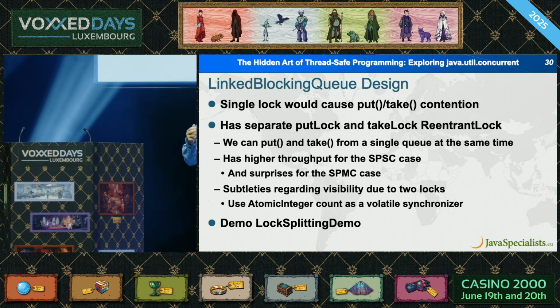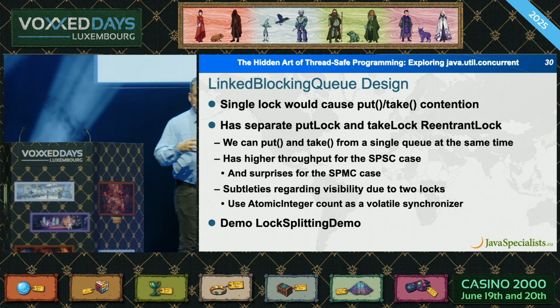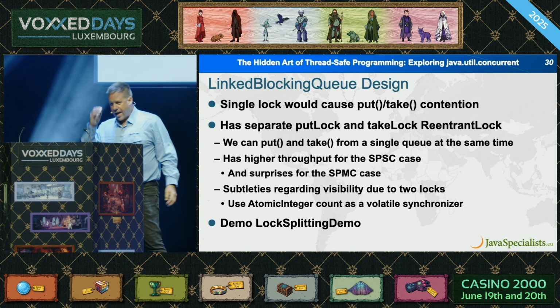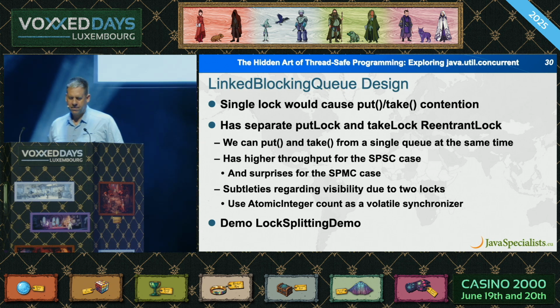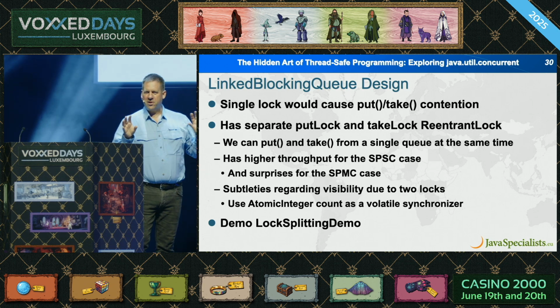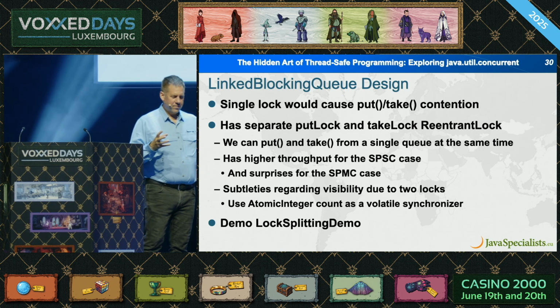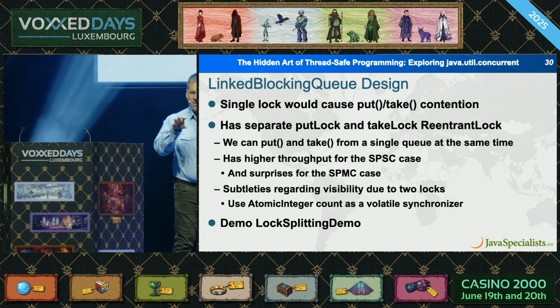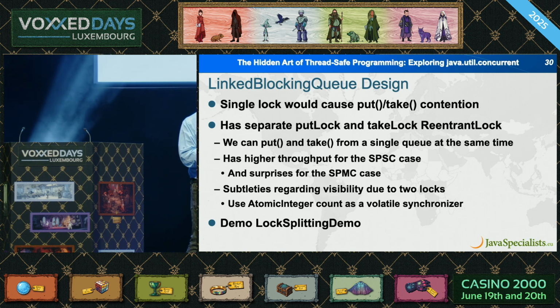This means you can add elements to the queue at the same time as another thread is taking them out of the front of the queue. At exactly the same time. And that causes a problem because there are two different locks, which means you can't be sure that if one thread is writing and the other one's reading, that they see the same information. You might have visibility problems.